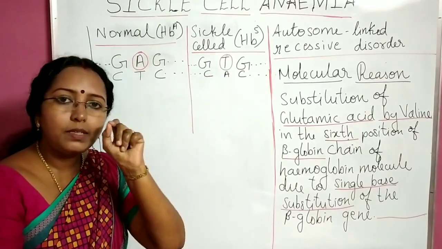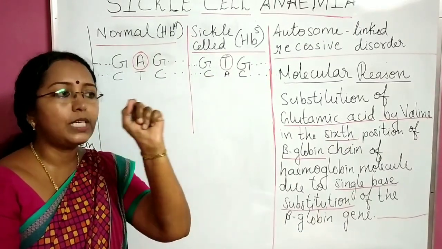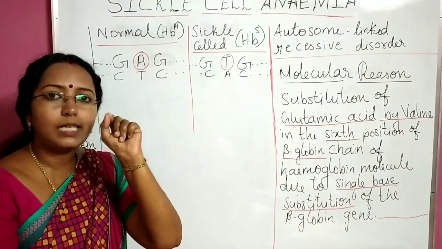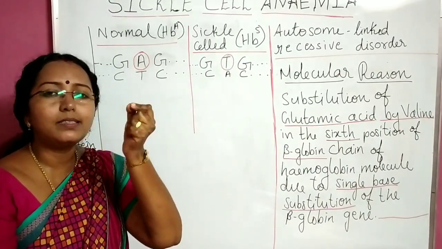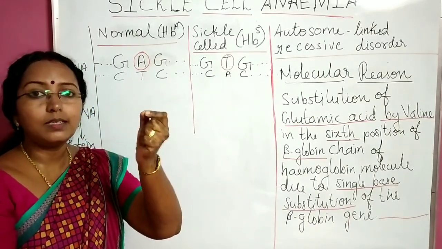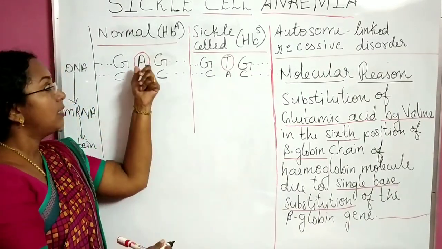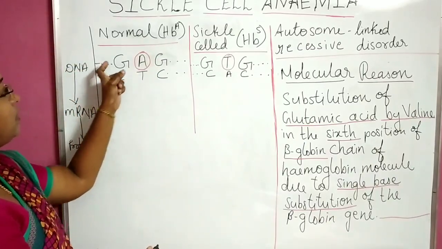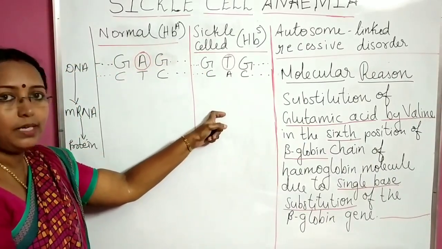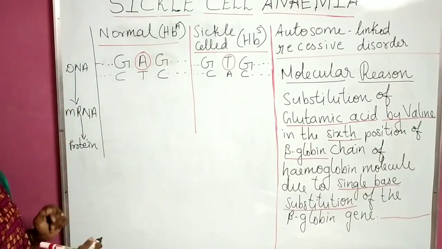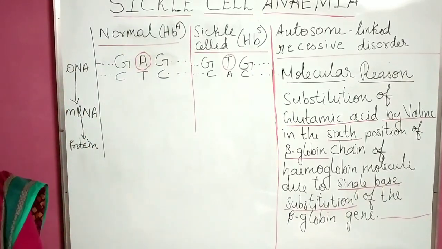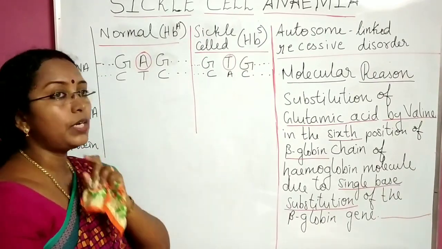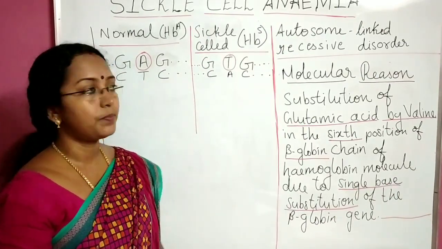So only in one particular nucleotide the change is happening. One particular base only. So it's a single base substitution. A single base is substituted. What is that? Adenine substituted by thymine. Since a change has happened here, accordingly the mRNA will change. Accordingly the proteins formed will also change. But here only a single change has occurred, so there is a change in only a single amino acid.